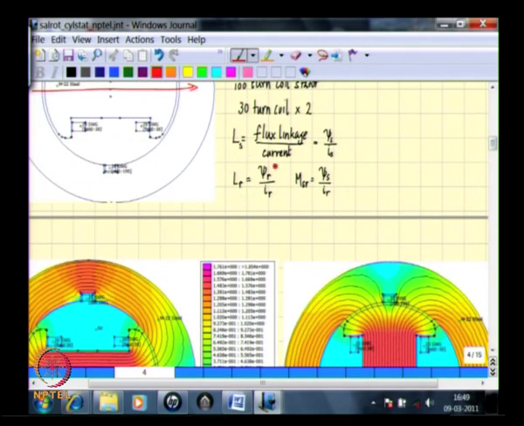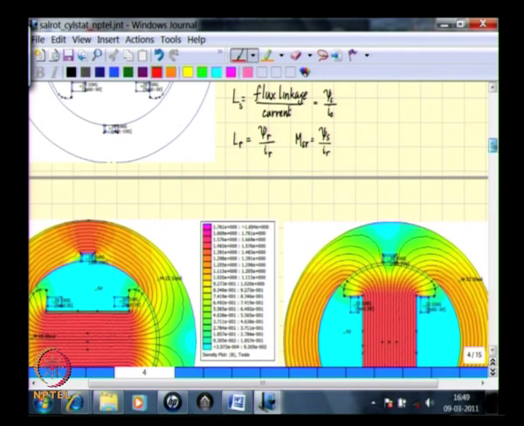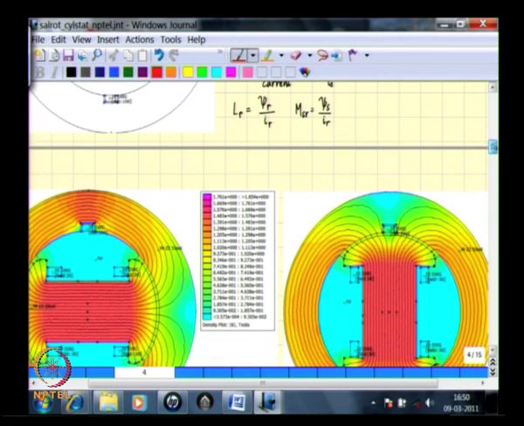Therefore, when we talk of self inductance of the rotor in this particular case, we do not expect the self inductance of the rotor to change with the rotor angle, whereas we expect the self inductance of the stator to change with rotor angle. How about mutual inductance? In order to determine mutual inductance, you excite the rotor just as has been done in these two plots and find out the flux linkage with the stator.